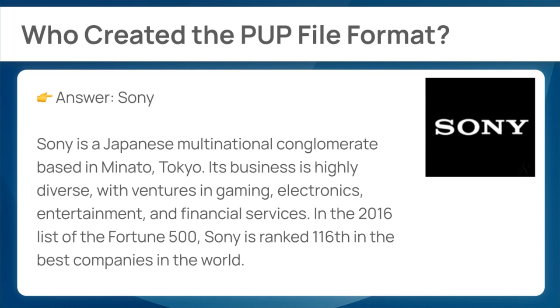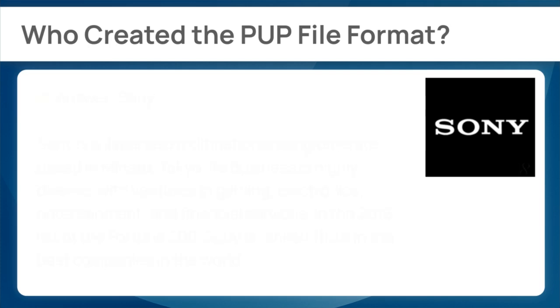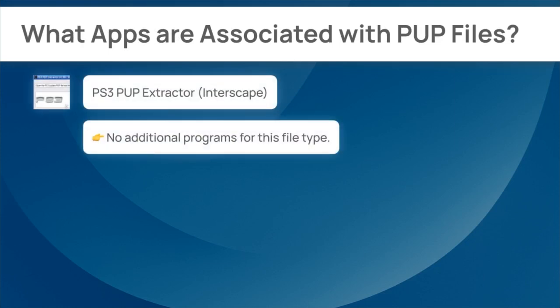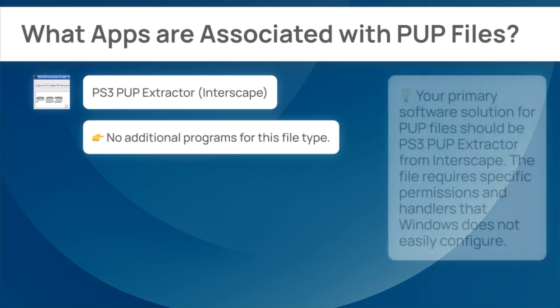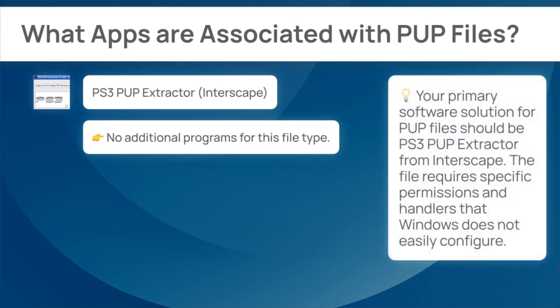Attempting to open the file on a PC, even with extractors like PS3 PUP extractor, will only reveal encrypted binary data or the file's metadata, not the actual firmware contents. To ensure best performance with PUP, always start with PS3 PUP extractor from Interscape. Windows needs confirmation from specialized software for safe data access. Windows does not support firmware level viewing, so operations must be done in matching device software.